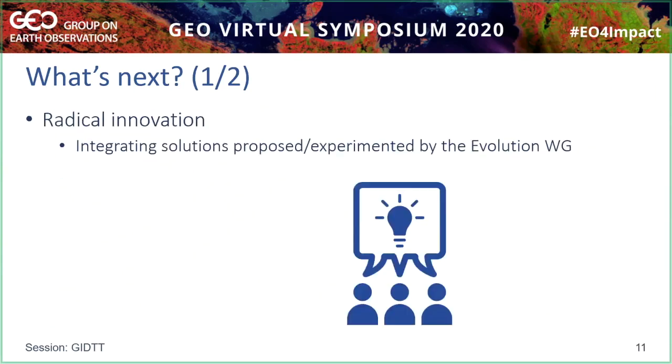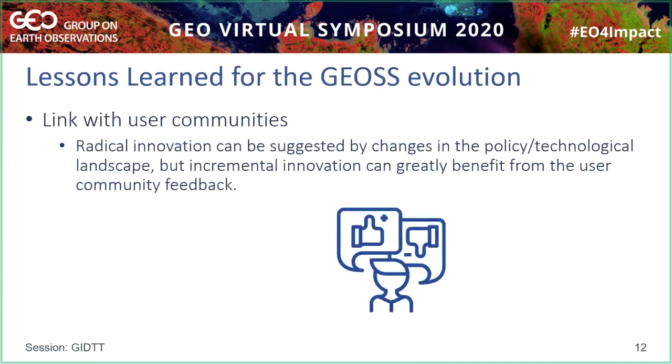And we can also imagine a radical innovation, and this should be done integrating solutions proposed and experimented by the Evolution Working Group. But what the GEOSS platform operation can also provide in terms of future development is a set of lessons learned, basically. One, for example, is the link with user communities, because while radical innovation can be suggested by changes in the policy and technological landscape, incremental innovation can greatly benefit from the user community feedback. And this is what happened during the work of the GEOSS platform operation.